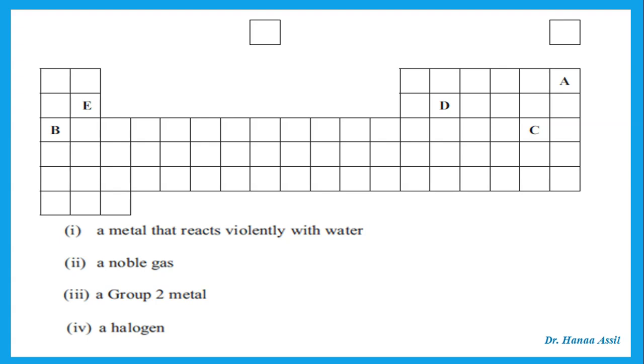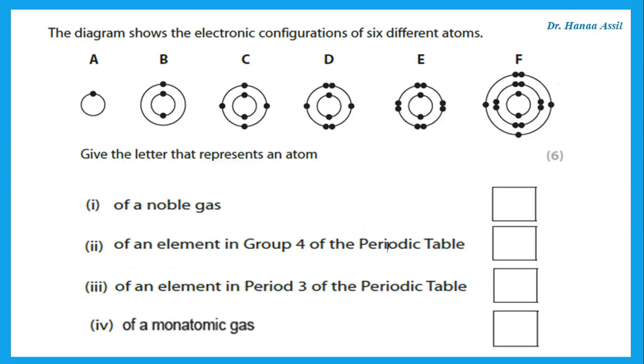Okay, if we say a metal that reacts violently with water, remember reacts violently, that means most reactive, and we said in the periodic table which metals are most reactive. They're the ones in group 1. Which of these is a noble gas? The one in group 0. A group 2 metal, of course, group 2, that's where the E is placed. A halogen is in group 7, so that is the halogen.